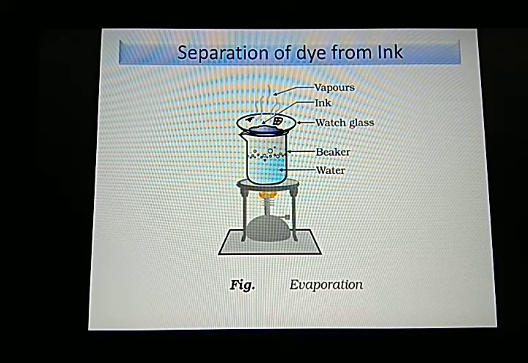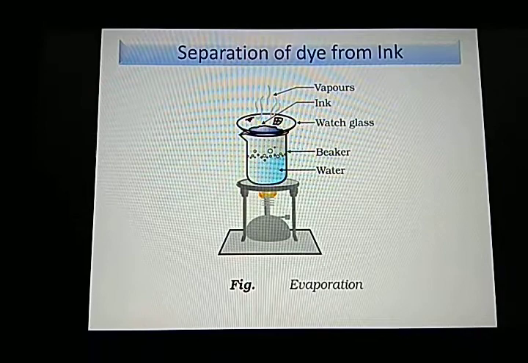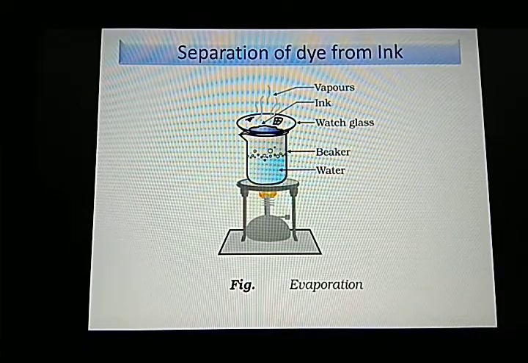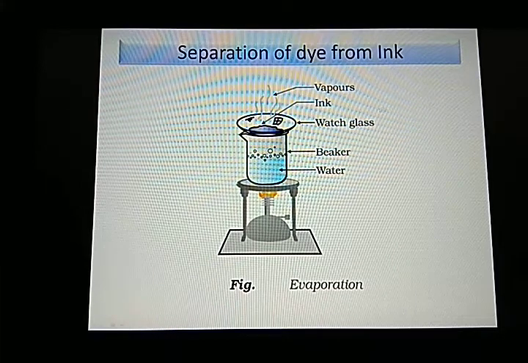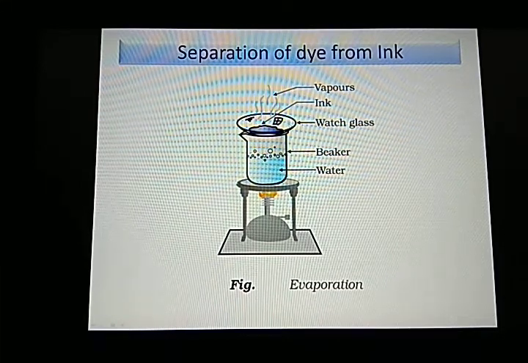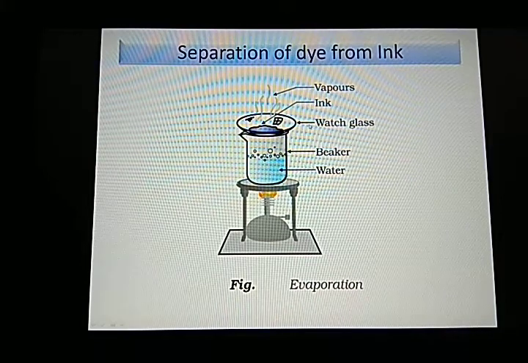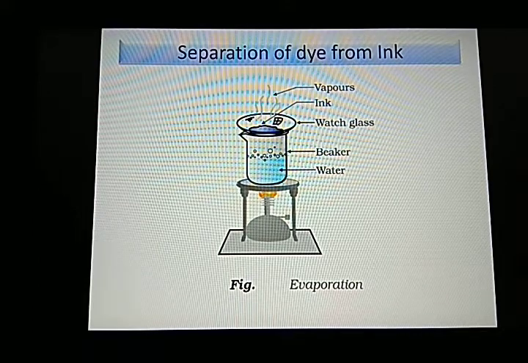So what to do is that we need to first fill half a beaker with water, as you can see in the figure, and then we'll put a watch glass on the mouth of the beaker. As you can see, a watch glass has been put on the mouth of the beaker, means the beaker is covered with the watch glass. Then we put a few drops of ink on the watch glass.